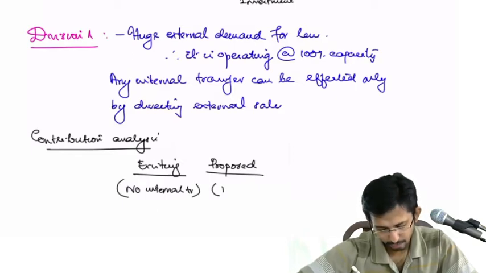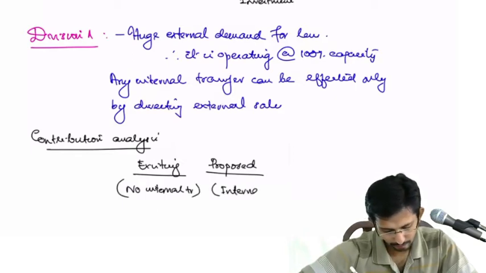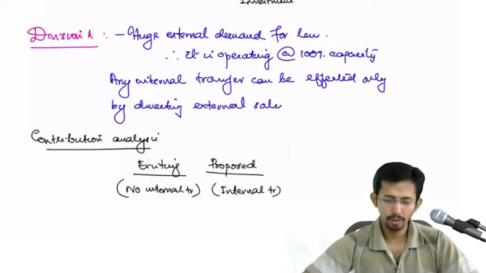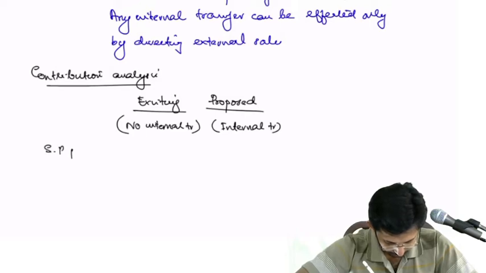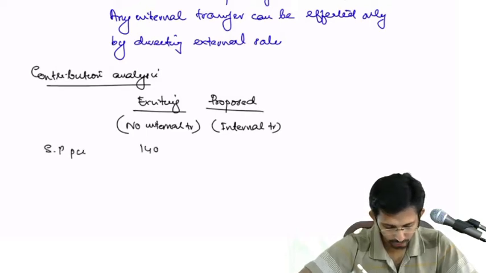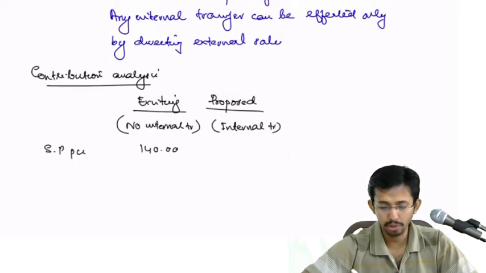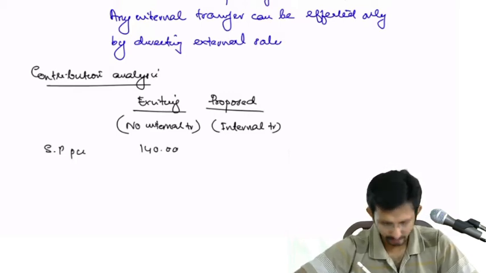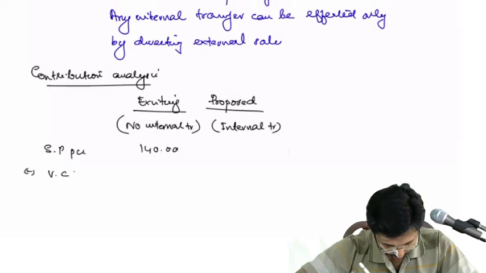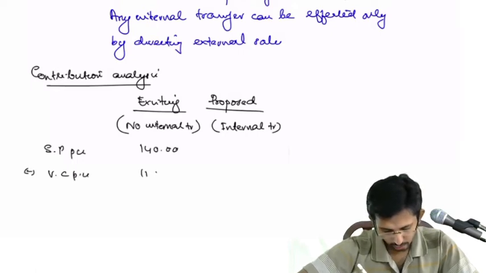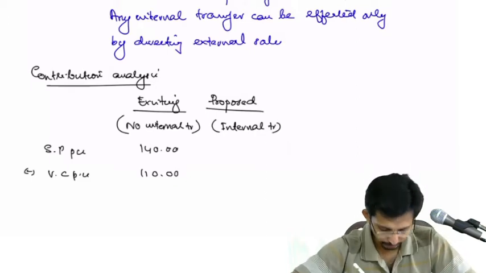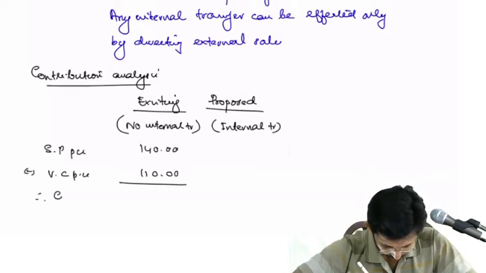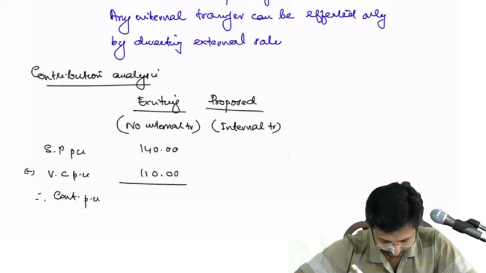Okay, and proposed means with internal transfer. Okay, now existing, what is the selling price per unit? Selling price per unit is 140. In case of proposed, I will come to that. Now minus variable cost per unit. What is variable cost? It is already given that per unit of lens will have a variable cost of 110 rupees. So therefore contribution per unit will be rupees 30.